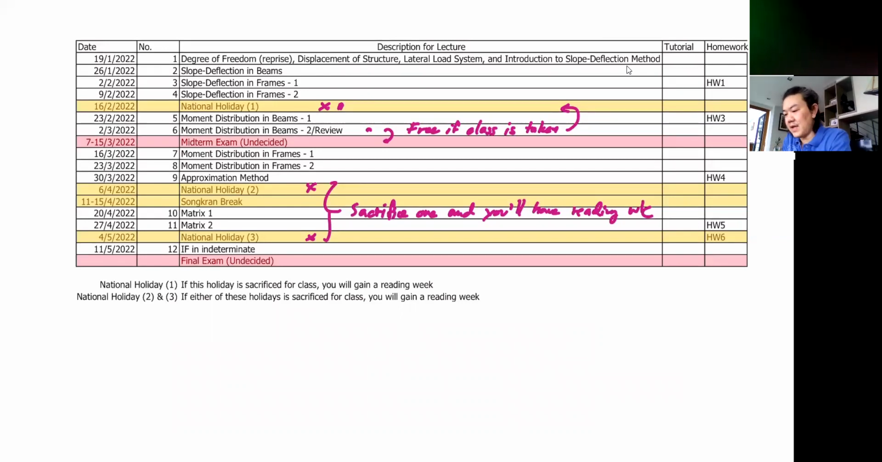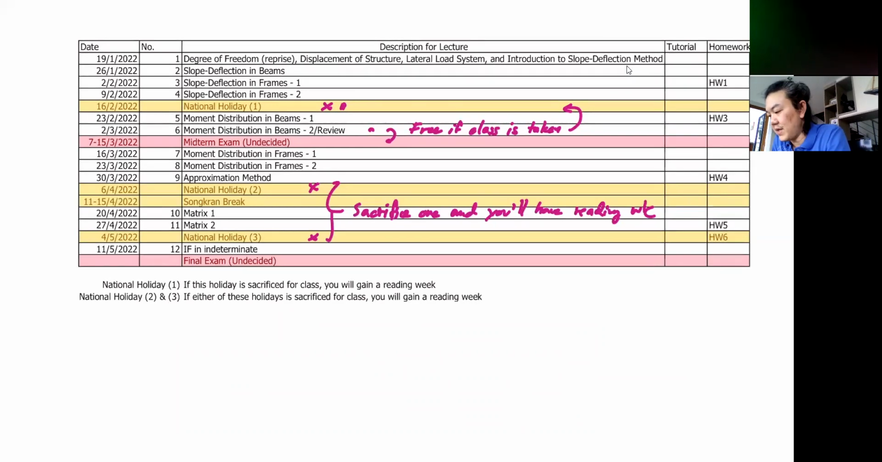So now you see that this is the first day. Now we're going to have to do something already. I was going to begin with the degree of freedom and displacement and lateral load system and so on. But I've been thinking about it this morning, and I'd like to begin with the lateral load system first, because it gives us a better idea why we need to understand the degree of freedom and so on. Okay, so let's say, you guys ready?